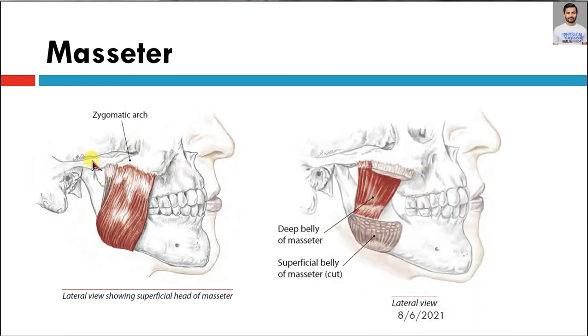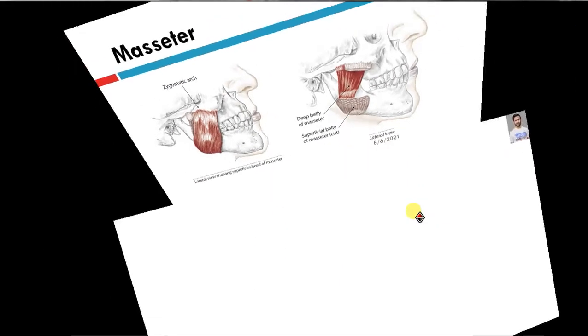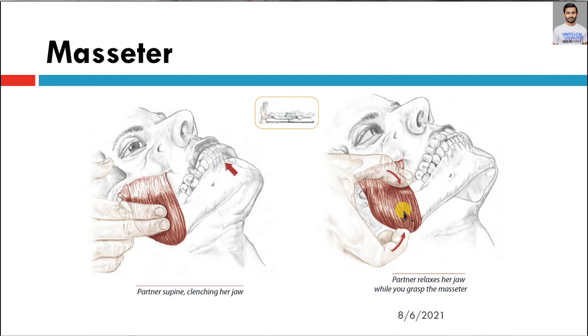Then the masseter muscles, you can see the superficial and the deep belly of the masseter muscle. The masseter is also one of the muscles of mastication, and it is at the side of the angle of the mandible. You can ask your partner to lie supine and clench their jaw, and then you can feel the tensing muscle. This muscle will be masseter, and when they stop clenching, it will be relaxed. So it is more confirmed that this is masseter, and you can clearly find the masseter at the angle of the mandible.